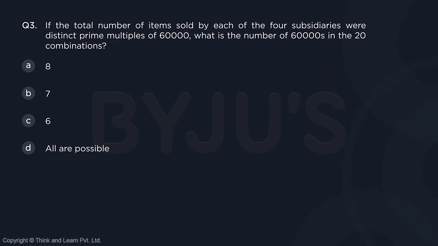If the total number of items sold by each of the four subsidiaries were distinct prime multiples of 60,000. Total is a multiple of 60,000, prime multiple, right? So I can say it could be 2, it could be 3, it could be 6. I mean, 6 times 7 is 4,20,000, basically. Can I say it can be 4 into 11?